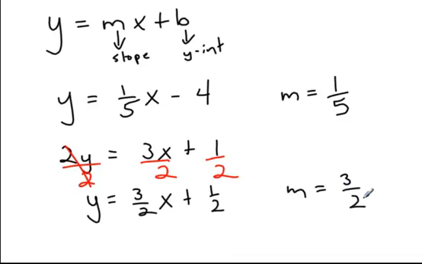All right. So, if I give you an equation, and it's in slope-intercept form, m is your slope. If I give you an equation that's not in slope-intercept form, you have to change it. All right, one done.